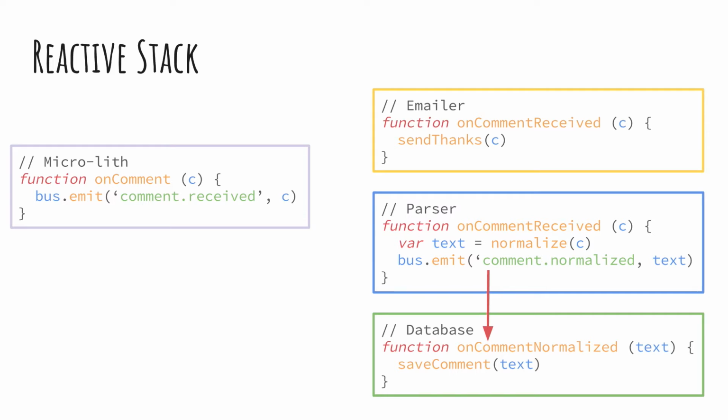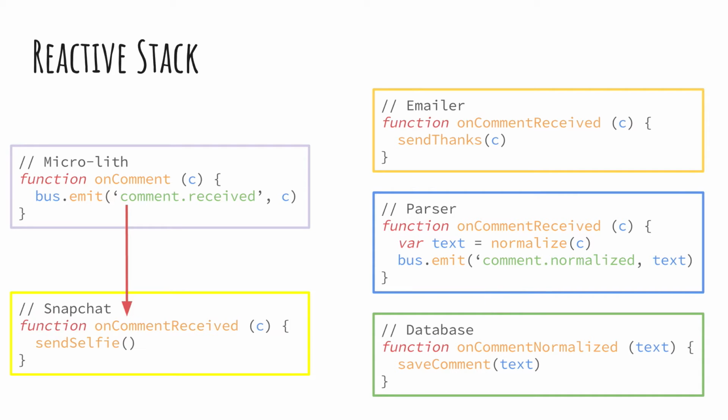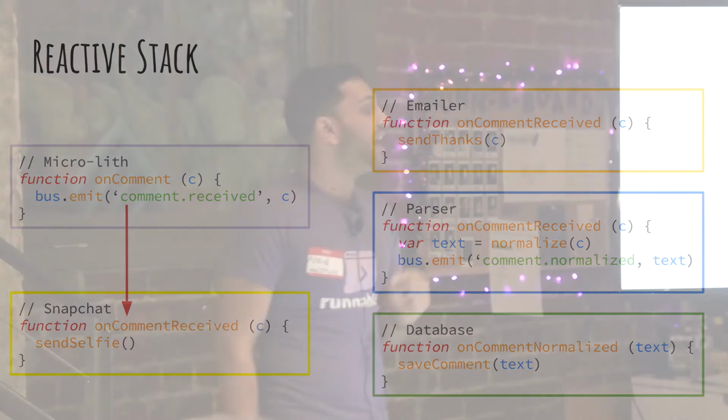Now, remember our Snapchat example? How about that? Well, the Snapchat developer just has to make this service, and it doesn't actually have to change the monolith. It just listens for a comment received and does what it needs to do. It sends a selfie. Now, one thing I want to note here is the event name, comment received. It is very important that you never describe the intent in your event name. Event name should always describe what has happened in the system. And if you do this, you can truly decouple these services because they don't know what's going to happen when they emit the event. So let's talk about what makes the system really great.